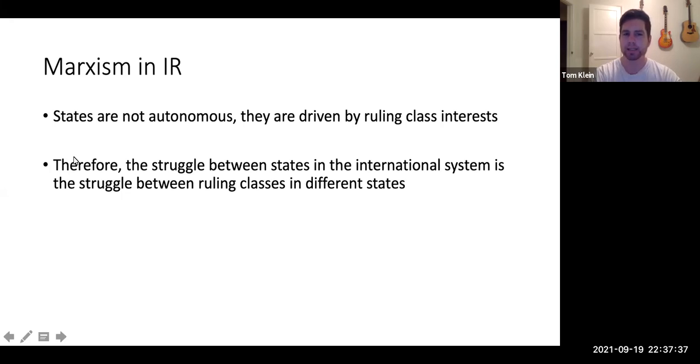Marxists say that states are not autonomous in themselves. Again, like constructivism, internal politics play a role in international politics. Those who are controlling the international system in each state are the ruling class, okay? So the struggle between states in the international system is also intrinsically linked to the struggle between the ruling class and the working class internally in states, because the ruling class are controlling international politics and continuing the cycle of exploitation. This is what the Marxists might say.